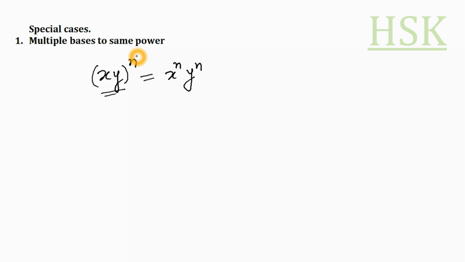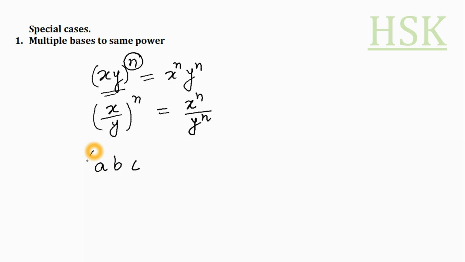So when an index is on two or more bases, then the same index is raised to all the bases. Similarly, if I have x upon y whole to the power of n, then this can be written as x to the power of n upon y to the power of n. If we have more than one base, a, b, c, three bases raised to the power of n, this can be written as a to the power of n, b to the power of n, c to the power of n.